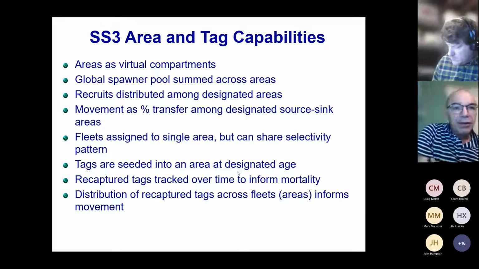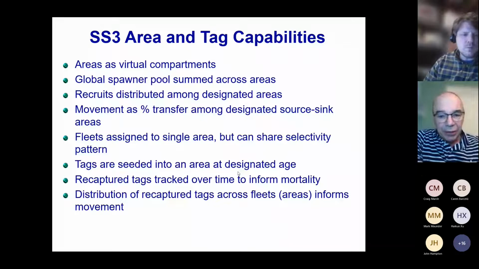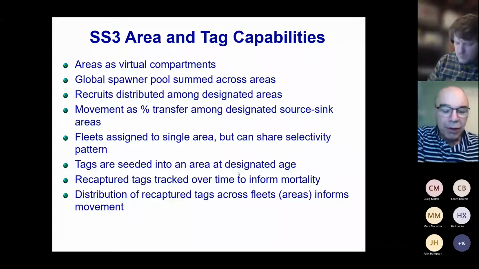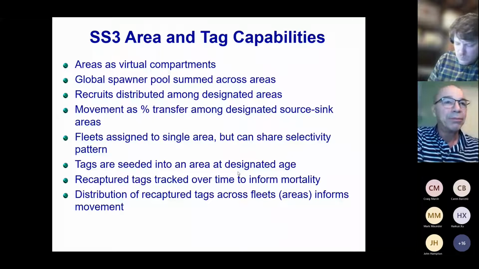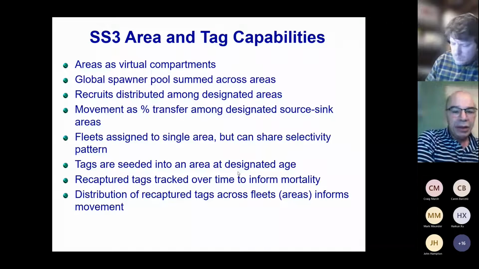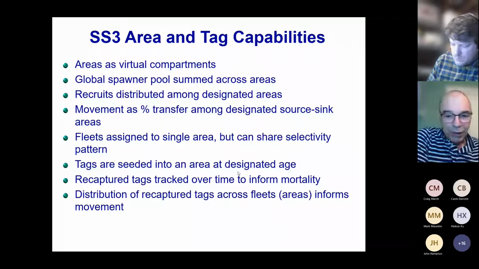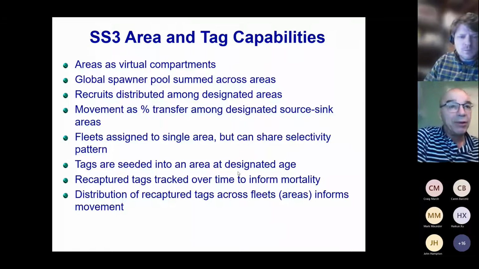Tags are seeded into an area at some designated age, not length. We've not tracked the growth characteristics of tags, although it is an idea we are interested in implementing in SS at some point. So tags come in as a designated age. And if you happen to have a tag group that spans a wide size range, well, you could break it up into small fish and old fish and create different tag groups out of it.